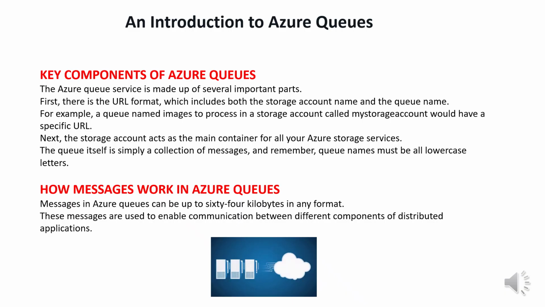How messages work in Azure Queues. Messages in Azure Queues can be up to 64 kilobytes in any format. These messages are used to enable communication between different components of distributed applications. Azure Queues provide a reliable way for distributed applications to communicate using simple messages stored and accessed securely in the cloud.